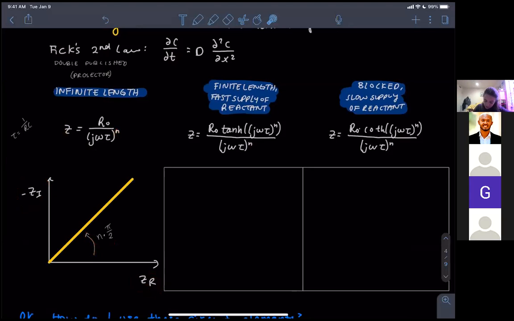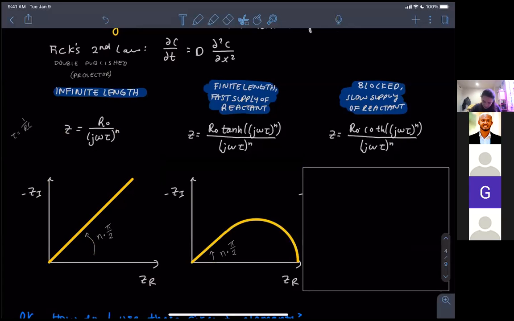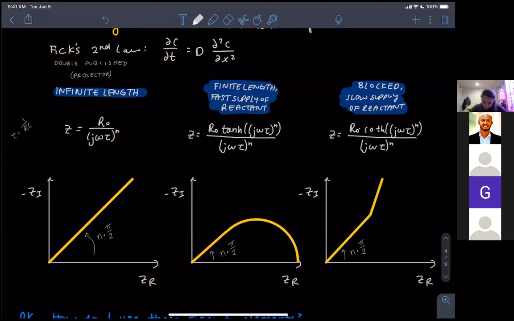Then we have another example. Say you have a finite length, so shorter, and you have fast supply of the reactant. Then what you have is essentially a 45-degree line leading up to an expected arc, and we'll talk a little bit again in the future about how you get these semicircle arcs. And then finally, if you have a blocked, slow supply of reactant, finite length, then you get essentially what looks like the start of a 45-degree line, then it just goes straight up. And so basically, as you're looking at your system, you can use these as a way to understand what's happening diffusionally in your system and whether that's the most prevalent thing going on.